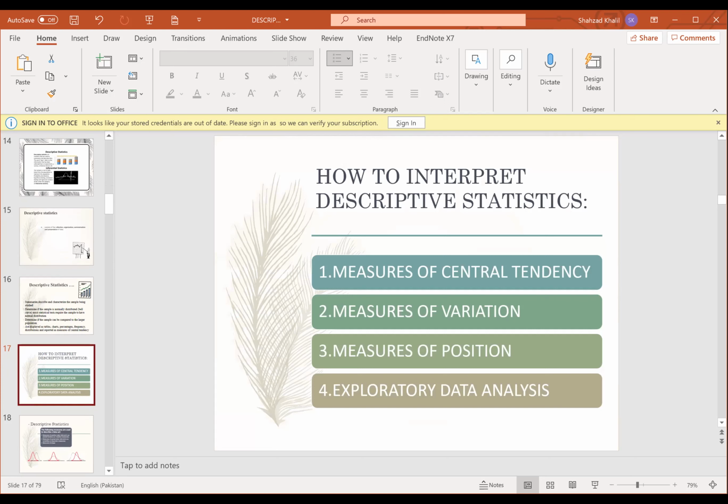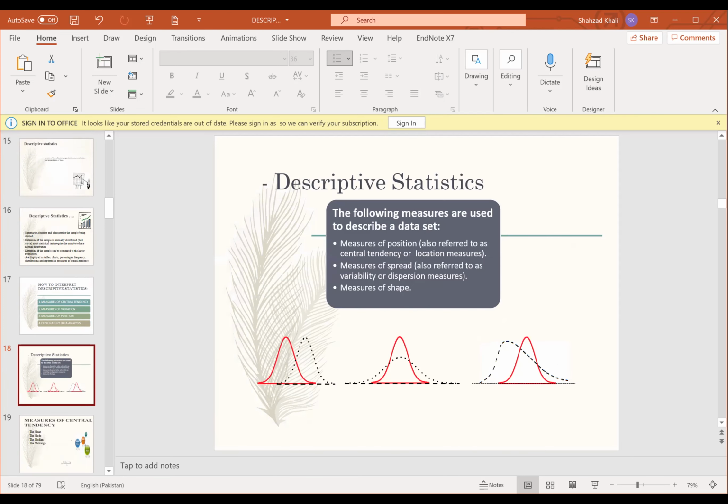How to interpret descriptive statistics? It includes the measures of central tendency, measures of variation, measures of position, and exploratory data analysis. The following measures are used: measures of position, which include the measures of central tendency or location measures. Then what are measures of spread? They are also referred to as variability or dispersion measures, and then the measures of shape. Now we will discuss everything one by one.